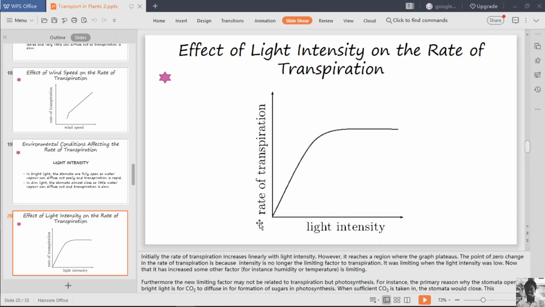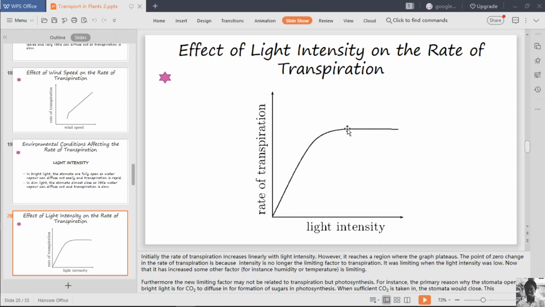So that is how light intensity indirectly affects the rate of transpiration. Here in this graph we can see the effect of light intensity on the rate of transpiration. Initially, the rate of transpiration increases linearly with light intensity. However, it reaches a point where the graph plateaus or flattens out. This is the point or the region of zero increase or no change in the rate of transpiration. So light intensity is increasing, but the rate of transpiration is not changing.